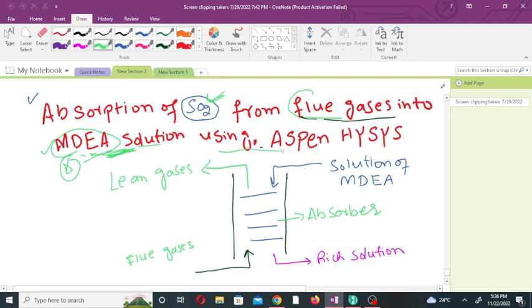We will use Aspen HYSYS to absorb the sulfur dioxide gas from flue gases into the methyl diethanol amine solution. So this is the absorption column. In the absorption column, the flue gases are entering from the bottom at some temperature, at some pressure, at some mass flow rate. So we will discuss the parameters of the flue gases. And what are the flue gases?